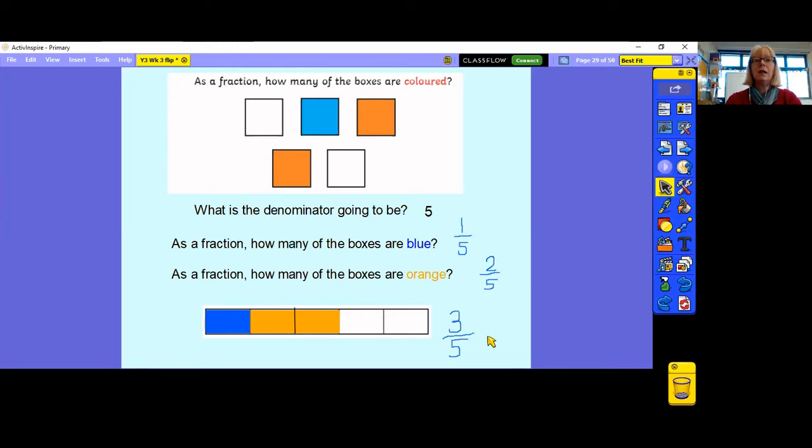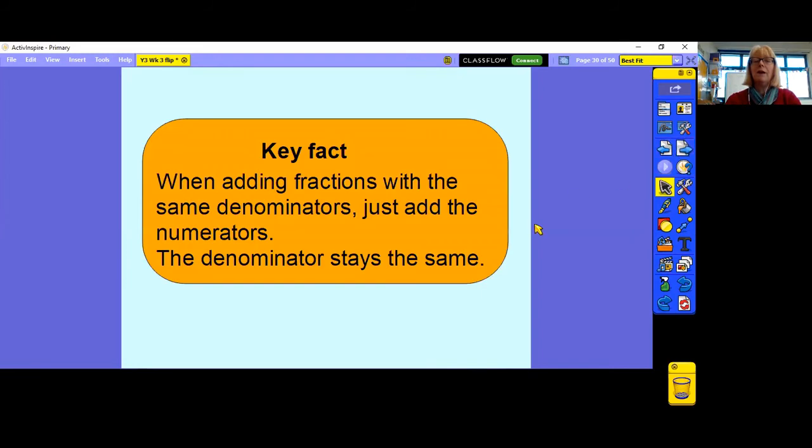It's a bit like saying one apple and two apples make 3 apples. You wouldn't say that one apple and two apples make 3 oranges. They don't suddenly change to something different. So we need to keep our denominator the same in our answer as well as in the question. So the key fact, when adding fractions with the same denominators, just add the numerators and keep the denominator the same.